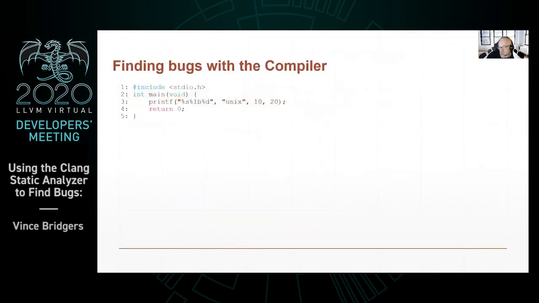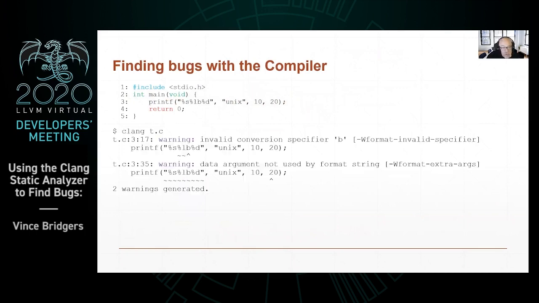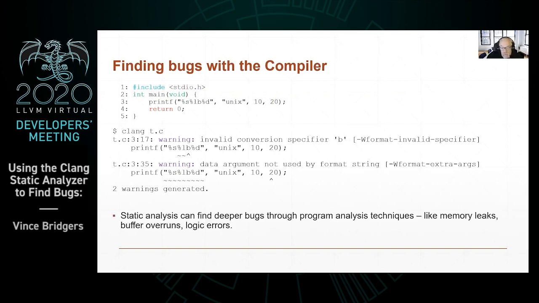So how would you find bugs with the compiler? Here's an example. This has a simple format specifier issue. If I run the compiler on this, it warns that there's an invalid specifier and there are extra format args. This is something that the programmer should look at. So this is before the static analysis step. While compiler diagnostics can find this, you can have bugs in your code that compiler diagnostics cannot find, that only a deeper analysis can find, like memory leaks, buffer overruns, and logic errors, those sorts of things.